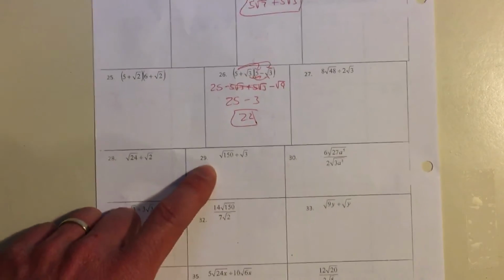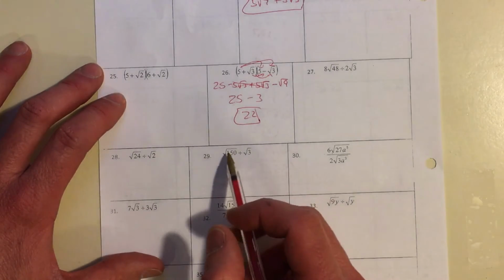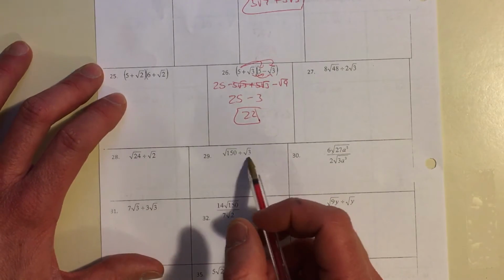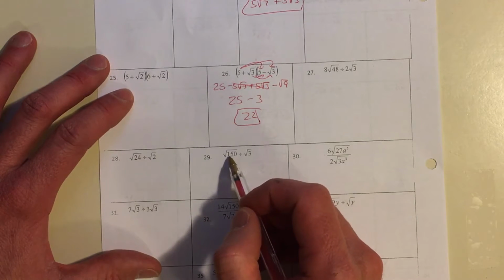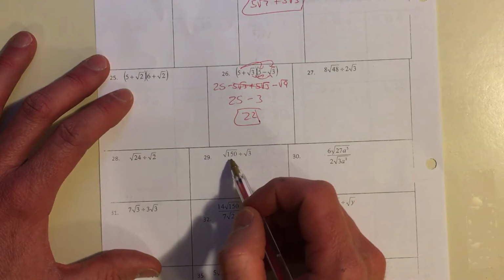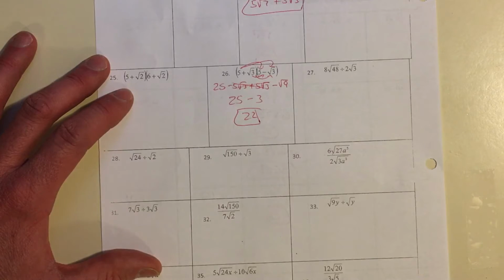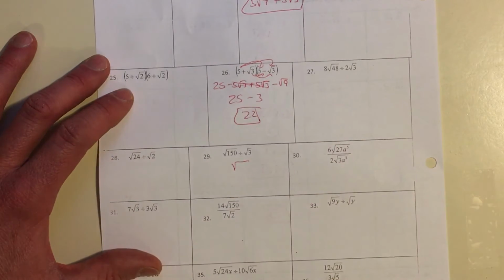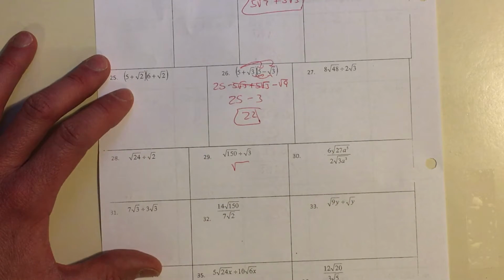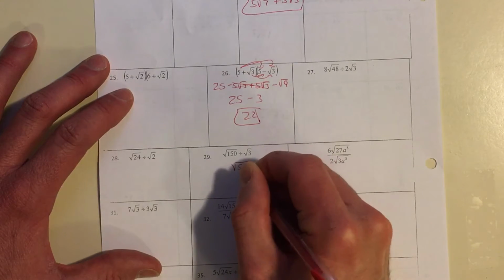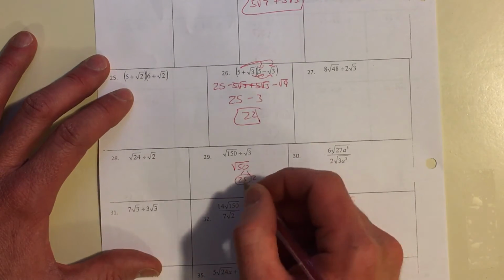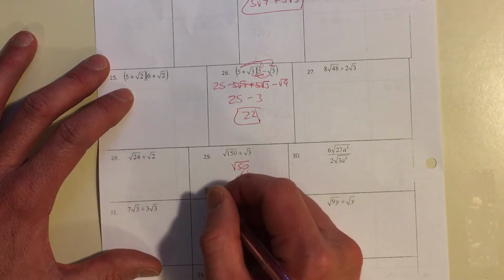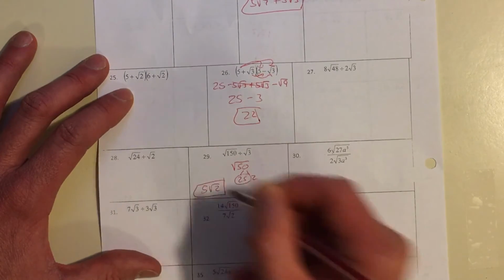On 29, you're dividing. Again, class, don't try to simplify this before you perform the operation. Do that first. Since dividing is closely related to radicals, we can go ahead and simplify this. We will get square root of 150 divided by 3, which is 50. 25 and 2, square root of 25, a perfect square, and so we get 5 square root 2.